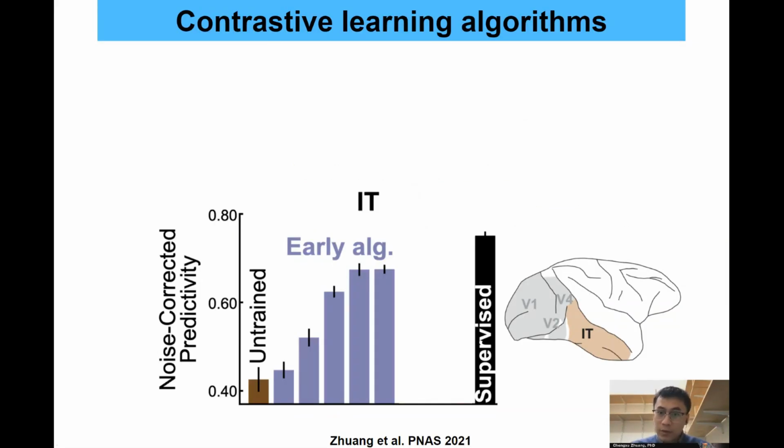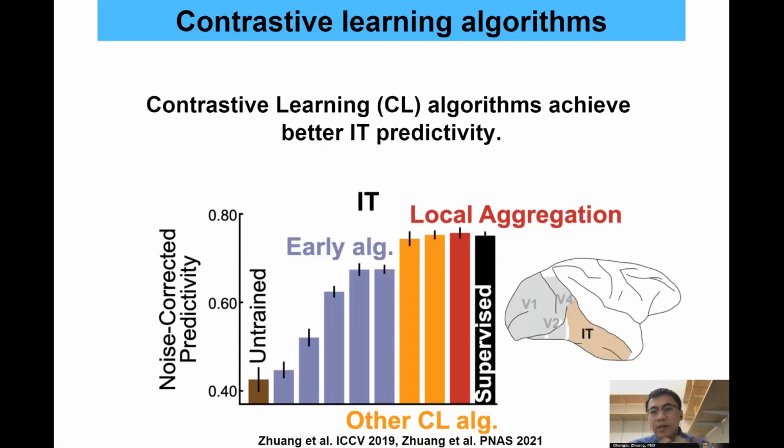So how do these algorithms work in predicting the neural responses in the ventral visual pathway? Here we will still look at the IT area. What we can see is that contrastive learning algorithms achieve better IT predictivity than the earlier algorithms and are now much more comparable to the supervised model.